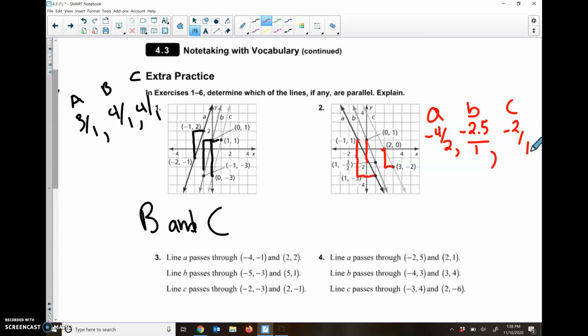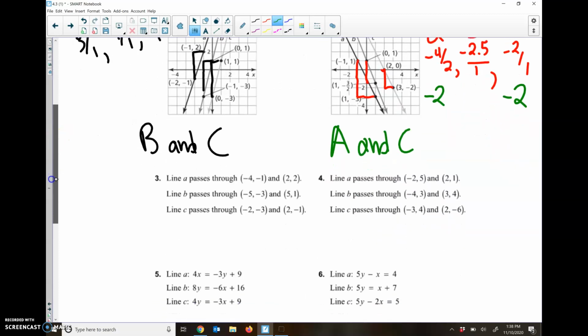So at a quick glance, it looks like none of these are parallel. But if we look a little closer, we'll see that negative 4 over 2 simplifies to negative 2. And negative 2 over 1 also simplifies to negative 2. So they're both negative 2 once we simplify them. So lines A and C end up being parallel.